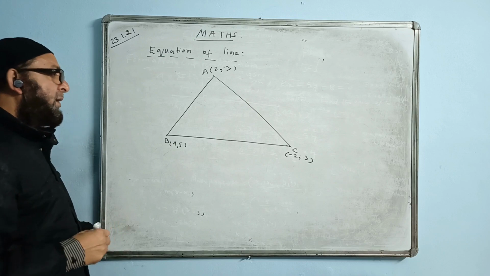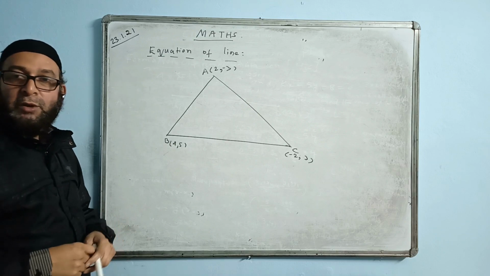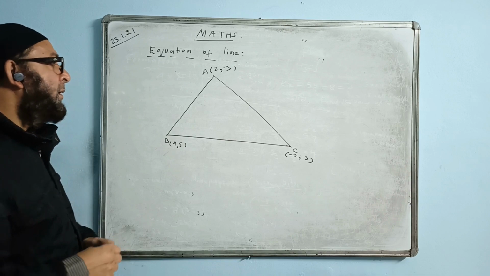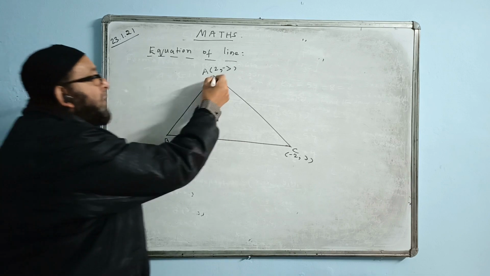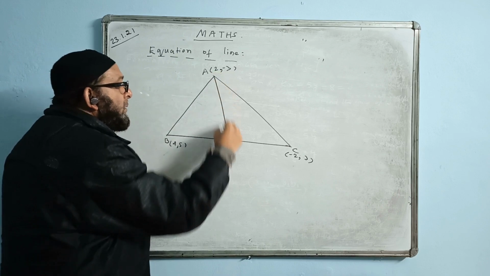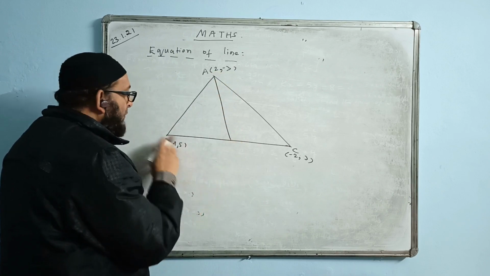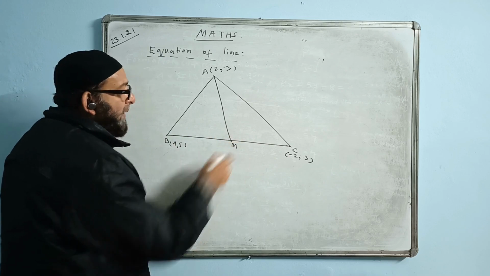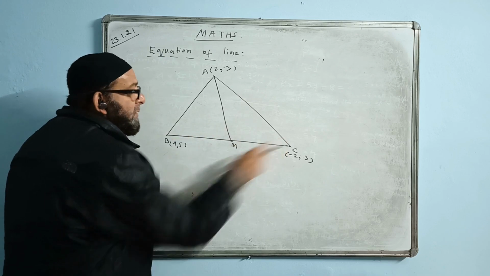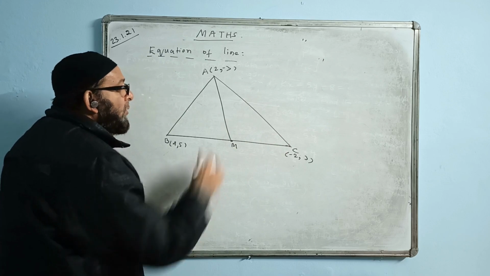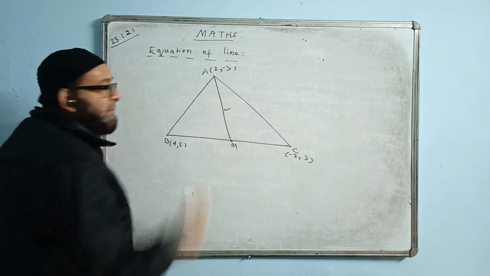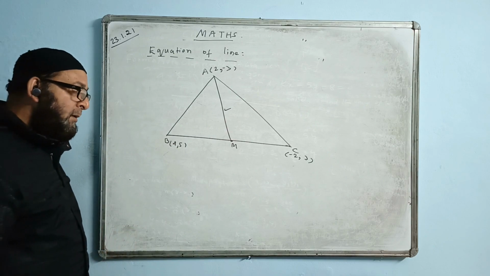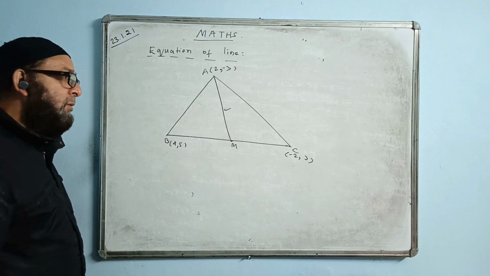They are asking to find the equation of the median through A. Median. What is median? Median through the point A. Median will be this kind, which will bisect the opposite side. This side will be bisected. So this is M. The M point is the midpoint between B and C. How to find the equation of the line A? Tell me how to find the equation of the line A. Give me some idea. Slope of BC. What? No.